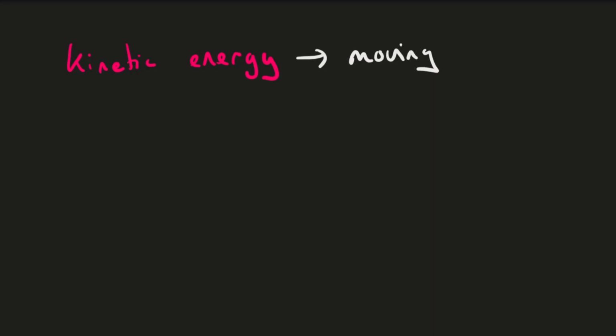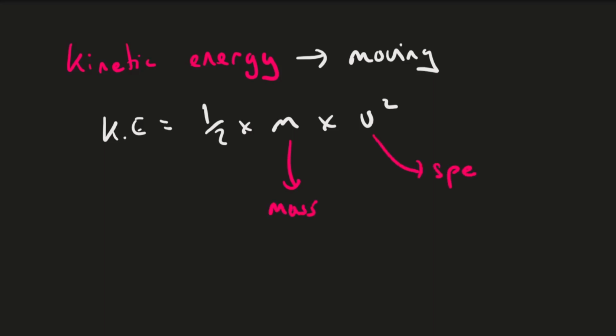And the equation for kinetic energy is as follows: kinetic energy, or KE, is equal to half multiplied by the mass multiplied by velocity squared. And so we're going to label these on. This is your kinetic energy, you already know, so we won't bother labeling that. This is your mass, and over here is your speed or velocity squared. And so we'll put some units on as well.